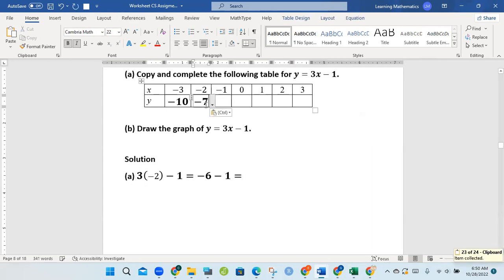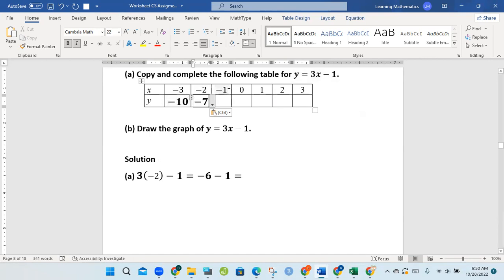Now, if you look closely, remember the gradient is 3. So each time x increases by 1, the y increases by 3. And you can see it happening here. -3 to -2, that's an increase of 1 on the part of x. And on the part of y, supposed to have an increase of 3, which is -10, plus 3 is -7.